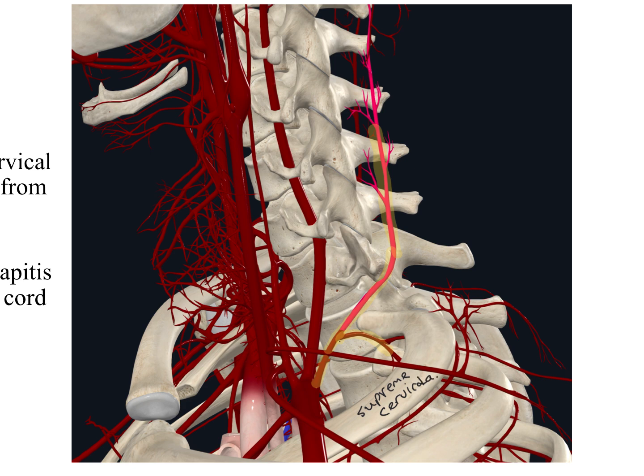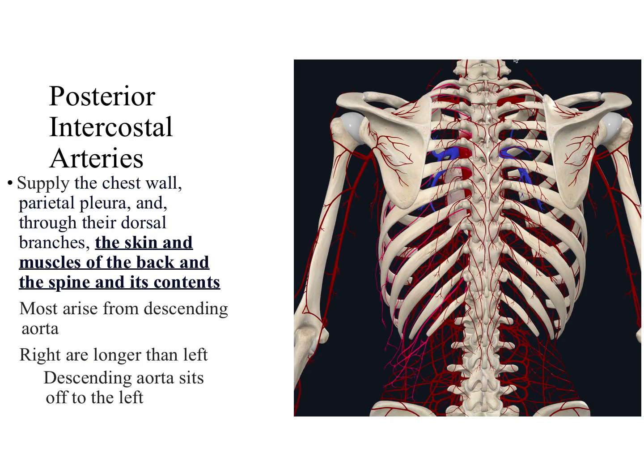So we have the supreme cervical artery, and we have the deep cervical artery. We'll talk about the supreme cervical artery in the next couple of slides. The posterior intercostal arteries are going to supply the skin and the muscles of the back and the spine and its contents. So most of the spine is going to be supplied by the posterior intercostal arteries. These arteries also supply the chest wall and the parietal pleura.